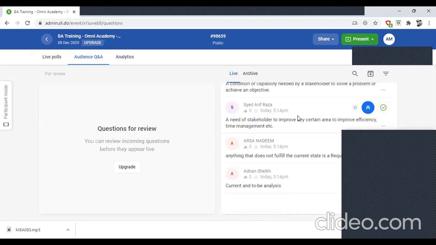Yes, of course. Once you do the current analysis and to-be analysis, the gap between them is requirements, of course. But we will learn what kind of requirement it is, and that's a type of requirement that business analysts usually do not consider. So a very good point, Asra, Nadeem. Anything that does not fulfill the current state is a requirement.